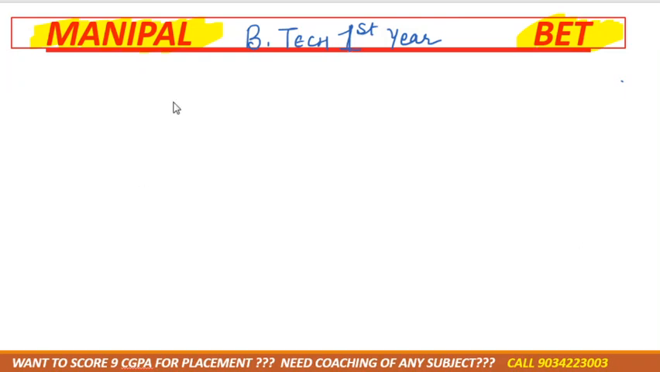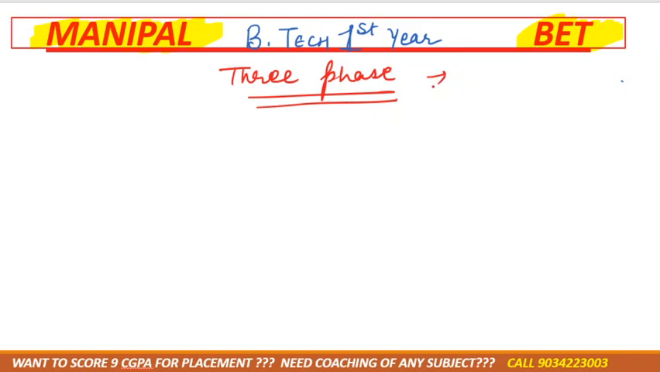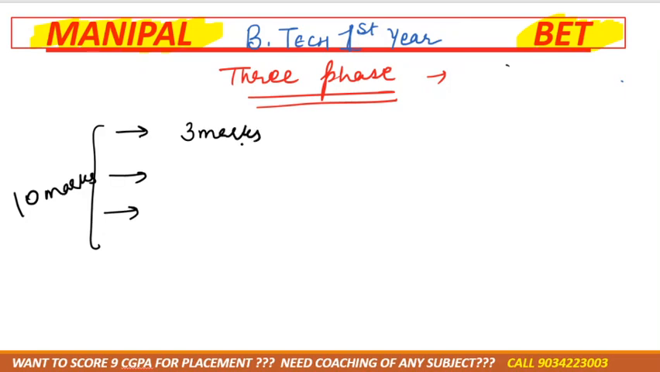So now today we are starting with the three-phase supply. In the three-phase supply, this is the most important unit, or you can say module, for Manipal. Why is it so? Because in the three-phase, three questions will come. Every time they'll give you three questions of 10 marks, and these three questions are fixed. One question is of 3 marks, another question is of 3 marks, and another question is of 4 marks. So if you study this, then you'll get 10 marks.